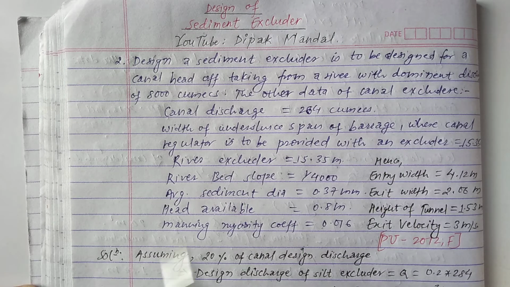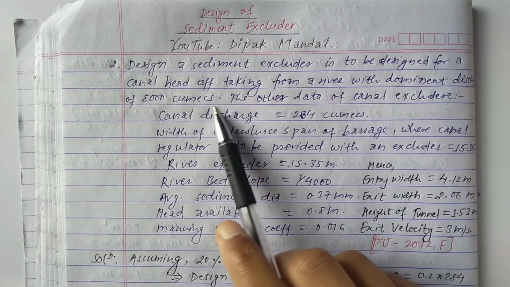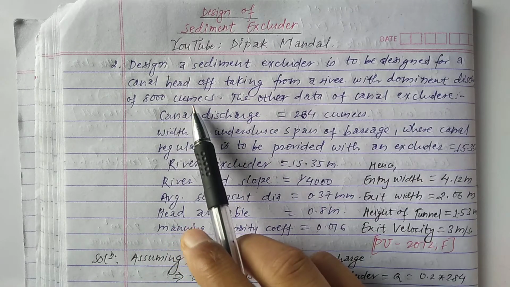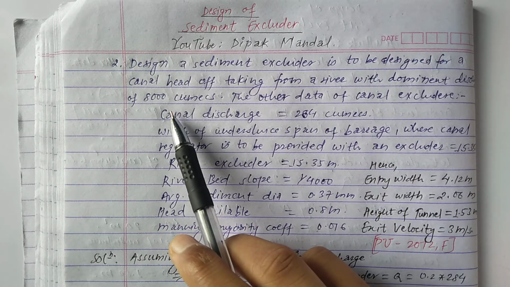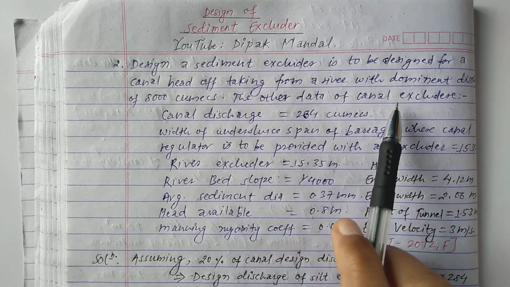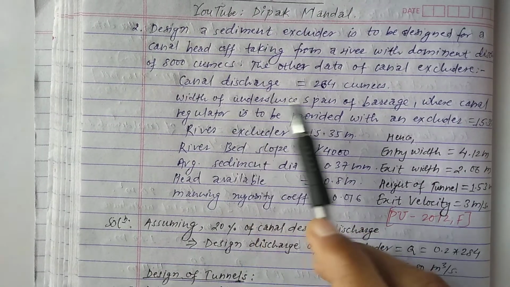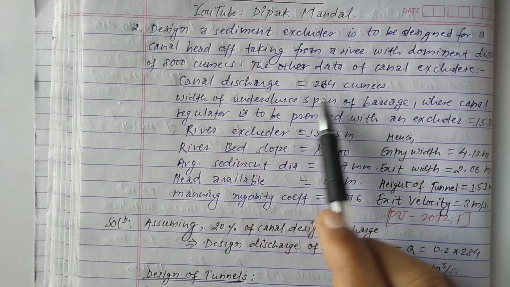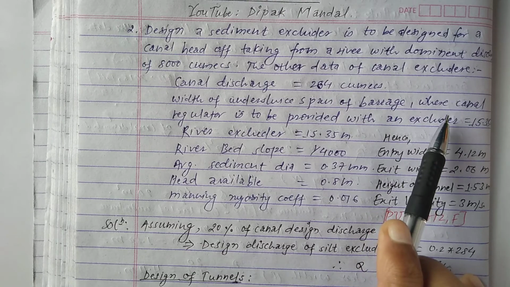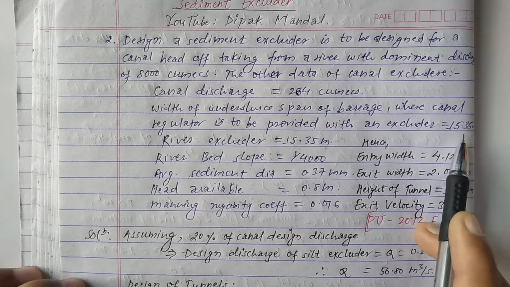Okay, and let's see the question first. A sediment excluder is to be designed for a canal head taking from a river with a dominant discharge of 8000 cubic. The other data of a canal excluder, and all these data are given for the designing of the sediment excluder. Canal discharge is given 284 cubic, width of the under sluice span of a barrage where the canal regulator is to be provided with an excluder equal to 15.35 meter.